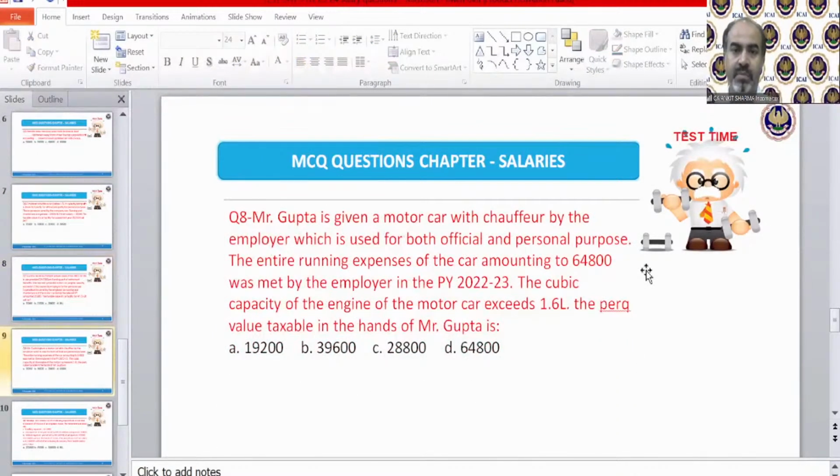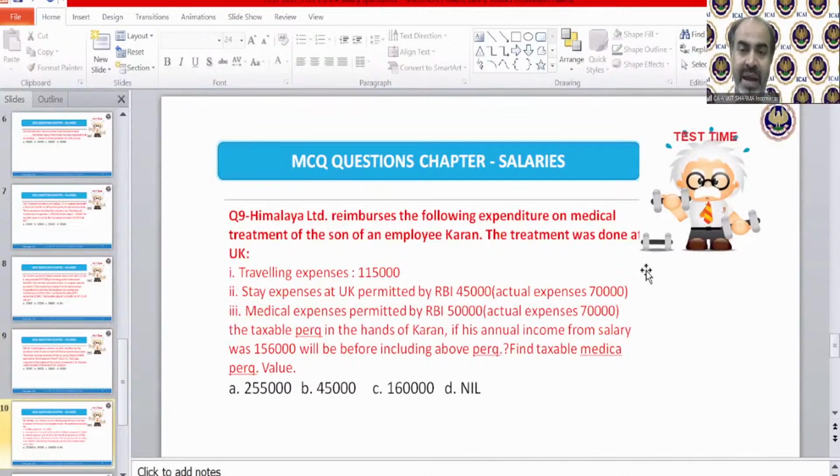Eighth, Mr. Gupta is given a motor car, with chauffeur, by the employer, which is used for both official and personal purpose. The entire running expense of the car amounting to rupees 64,800 was met by the employer in the previous year 22-23. Okay, you can solve it yourself because I just need to move on to our provision section. Question number 8, I am telling you the correct answer. Question number 8, correct answer is B. And question number 9 is for medical provisions. That is a good question. The correct answer of this question number 9 is C.